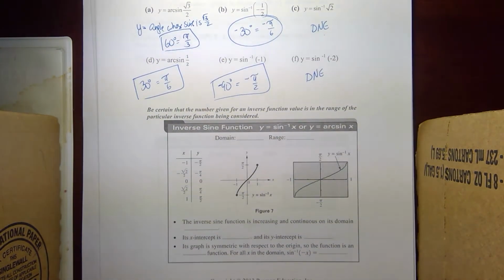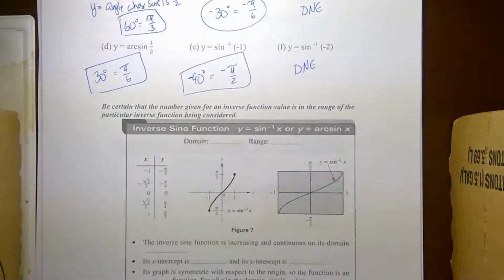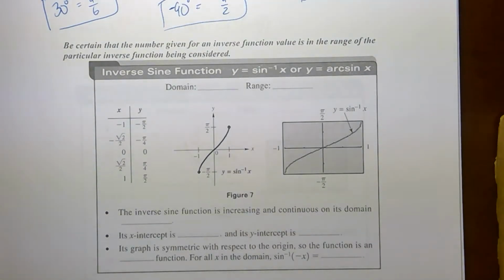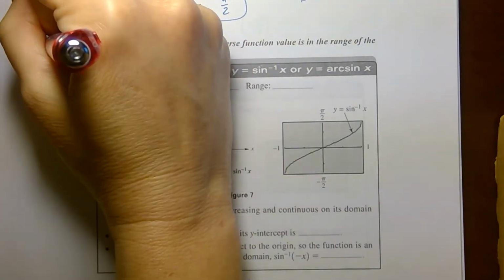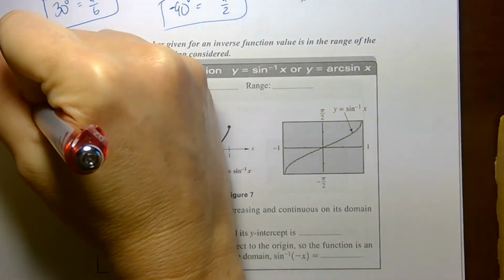Be sure if you want degrees that you show your degree symbol. If not, it's radians. And 30 radians is not the same thing as 30 degrees. Okay, be certain that the number given for an inverse function value is in the range of that particular inverse function that is being considered. Be sure. Now, remember, you will not be asked to graph.